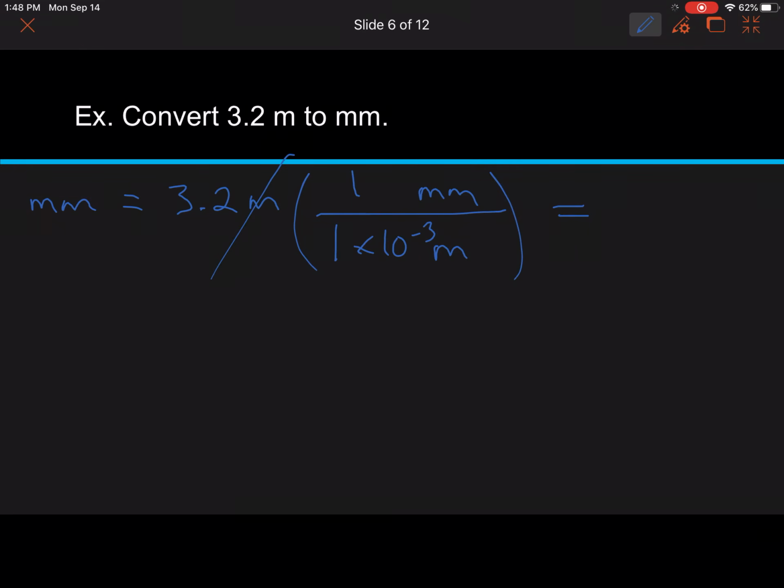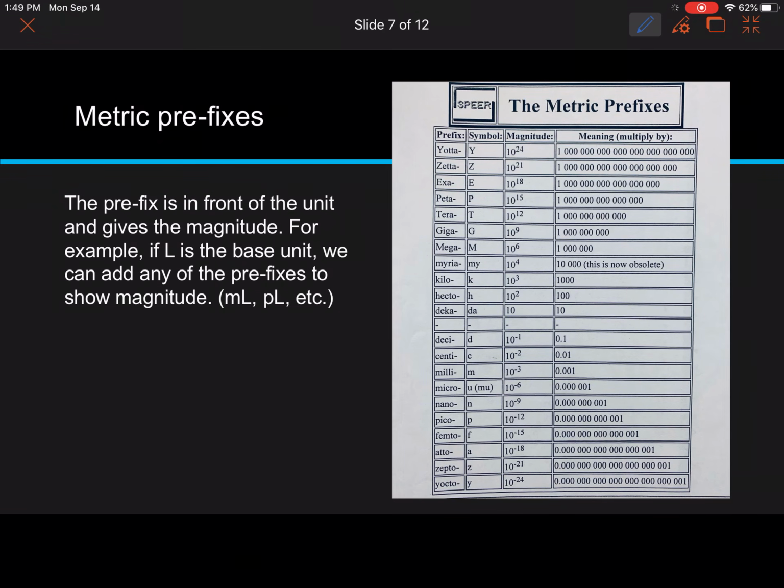So meters cancel. I end up in millimeters, and the answer is going to be 3.2 times 10 to the positive 3, and my unit for that is millimeters. And you don't have to write this in scientific notation. You can put it out long form. Either one is fine.